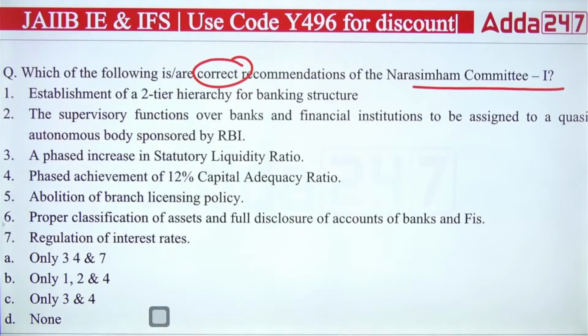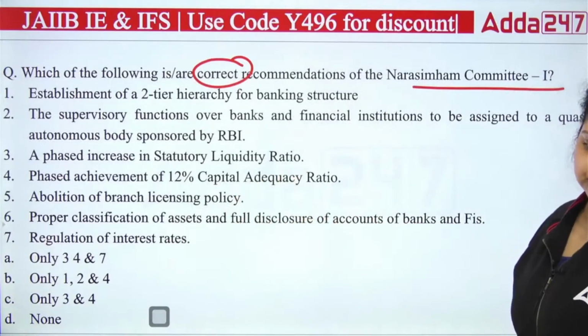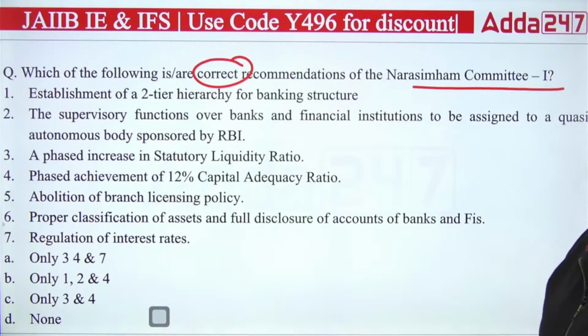The question is asking the correct recommendation of Narsimhan Committee 1. First is establishment of a 2-tier hierarchy for banking structure. Second, the supervisory function over banks and financial institutions to be assigned to a quasi-autonomous body that is sponsored by RBI. Third is a phased increase in the statutory liquidity ratio. Fourth is phased achievement of 12% capital adequacy ratio. Then abolition of branch licensing policy, proper classification of assets and full disclosure of accounts of banks and financial institutions, and regulation of interest rates. So what do you think? Which of the following is the correct recommendation given by the Narsimhan Committee 1? A, B, C or D? Only 3, 4 and 7, only 1, 2 and 4, only 3 and 4, and none.